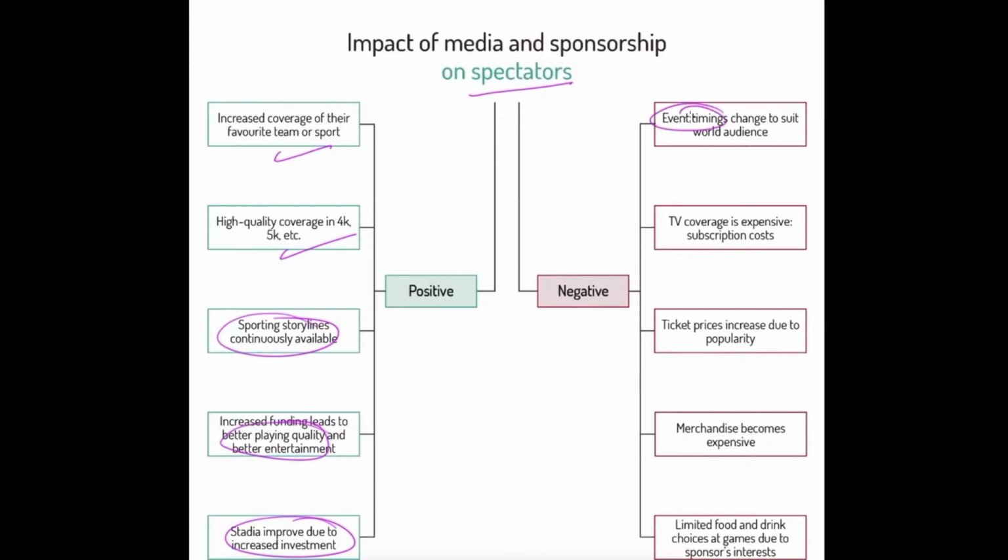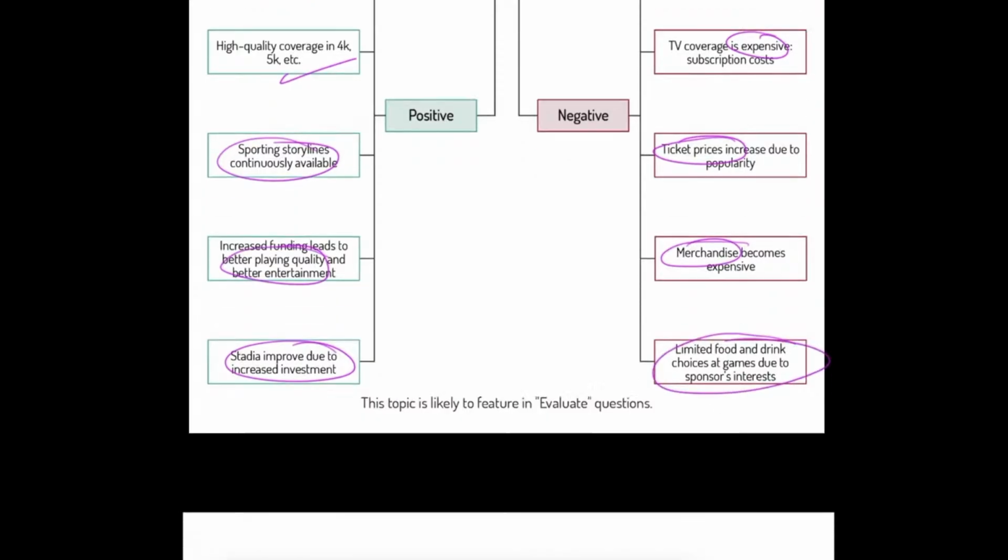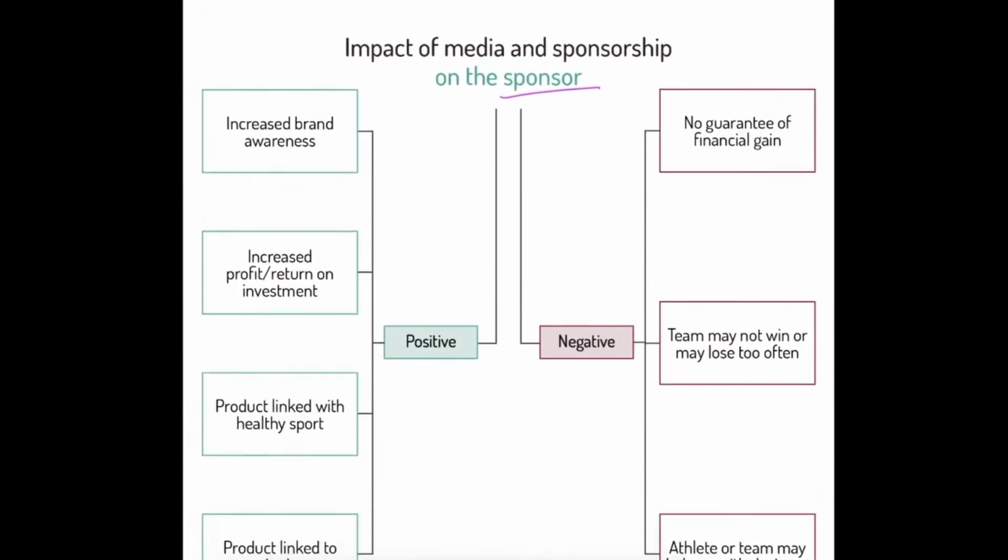But there's negatives for the spectator. The timings become warped and strange to suit the media and maybe markets in Asia or wherever it happens to be. It becomes expensive for your subscription. Ticket prices increase because it's so popular. Merchandise goes off the chart of expense because people want to look like they do on the TV. And when you go to the stadium, you can only buy certain things because the sponsor wants their stuff in there.